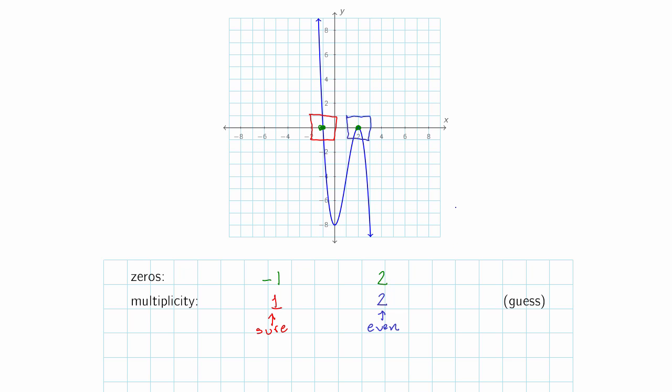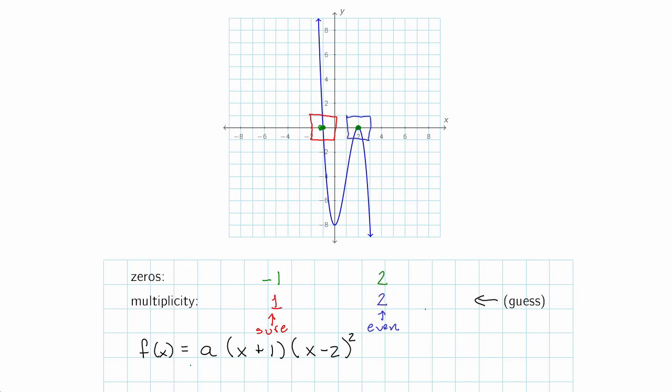But it also looks pretty rounded there. It doesn't look flattened like x to the 4th would. So we know that our function, assuming that all of our guesses about multiplicity are right, is going to be f of x is some number times x minus -1, which is x plus 1, times x minus 2 to the 2nd power.